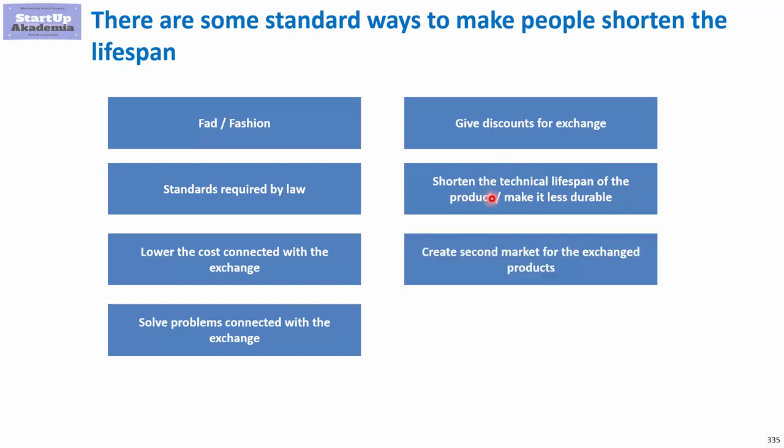Another way is simply to create a second market for the exchanged product. So I will be more willing to buy a new one, provided that I can get rid of the old one. One way to do it is, as we said, discounts, but another way is simply to create an opportunity for them to sell the product in a simple manner, maybe to some other people who are fine with using an older version of your great product.